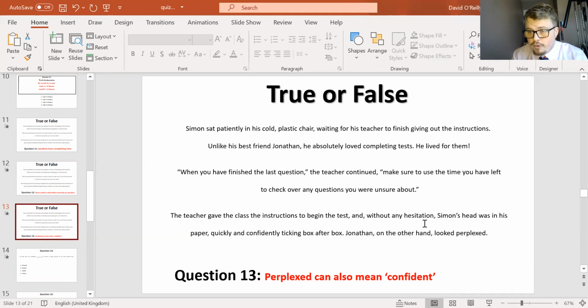So Jonathan, on the other hand, means Jonathan is feeling a way which is different to Simon. That's what is meant by on the other hand. Okay, he's feeling the opposite of Simon. So he's not feeling confident. He looked perplexed, which obviously can't mean the same thing as confident. So perplexed can't mean the same thing as confident. It doesn't. They are not synonyms. So the answer is false.